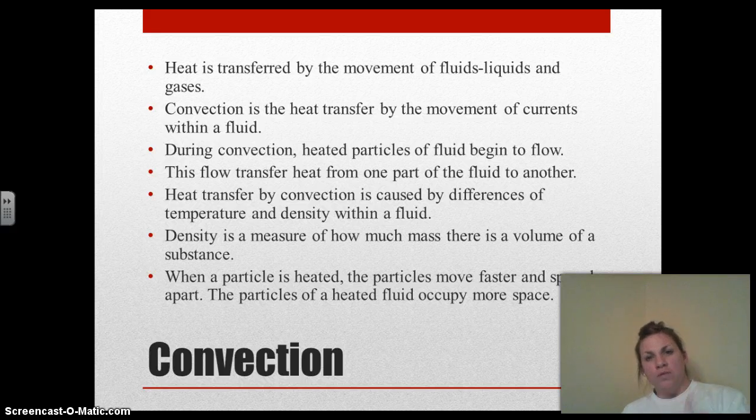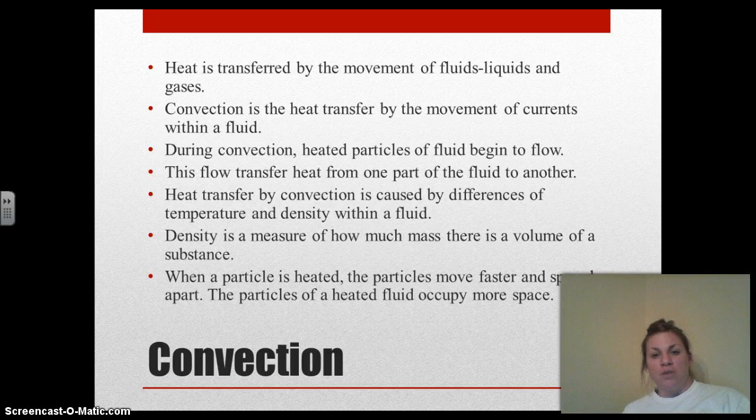And as the soup moves in the pot and those particles are being stirred and moved around, they are going to heat up the other objects. So heat transfer by convection is caused by differences in temperature and density. This is important. Heat transfer by convection is caused by differences in density and differences of temperature within that fluid.